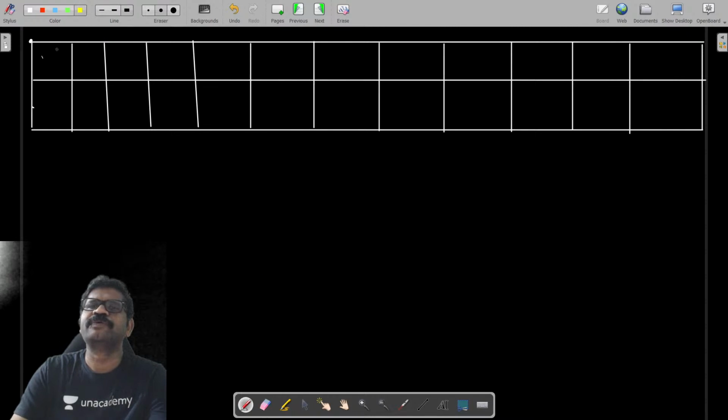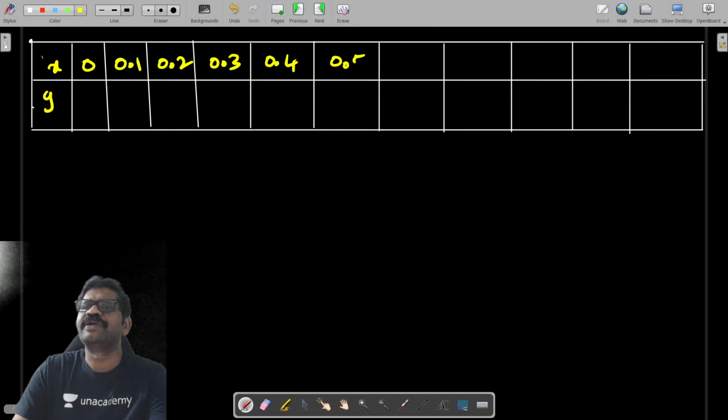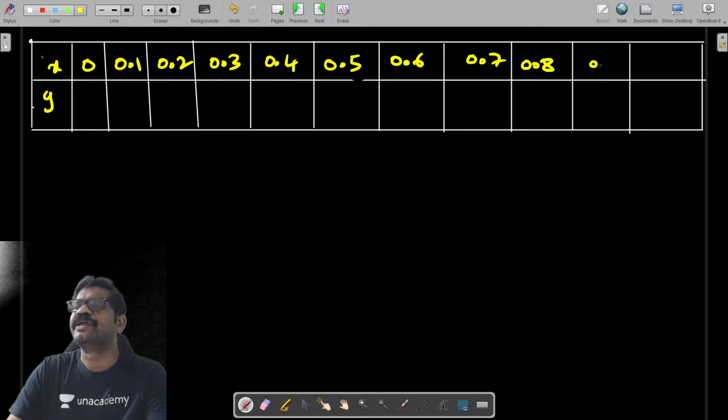Now x value, y value. X is 0, 0.1, 0.2, 0.3, 0.4, 0.5, 0.6, 0.7, 0.8, 0.9, 1.0. When x is 0, the value of y is 0.